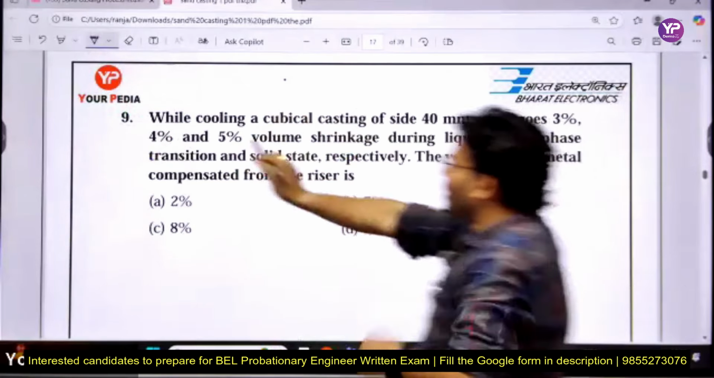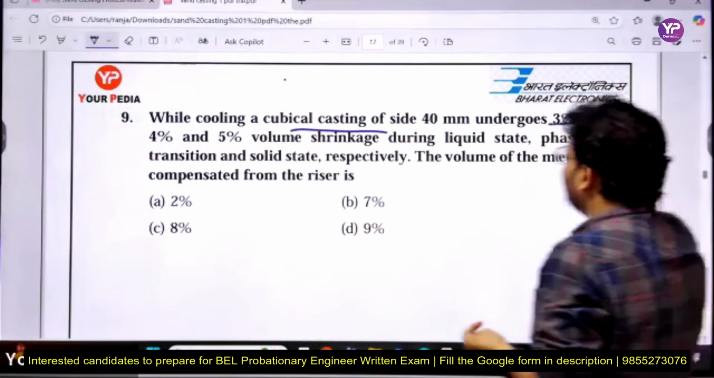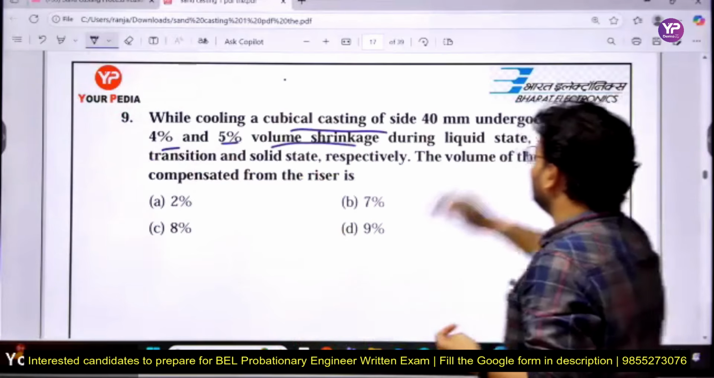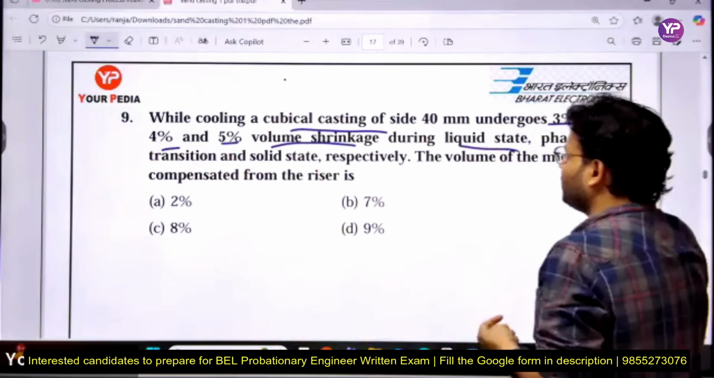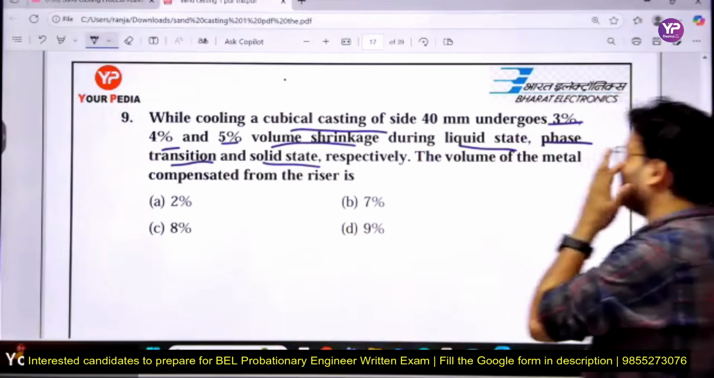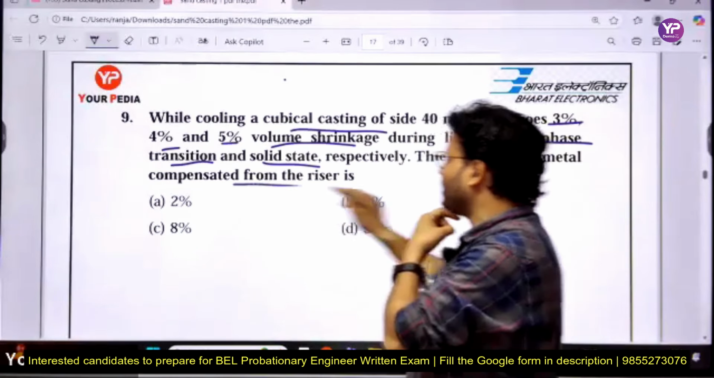Right, see here. A cubical casting of side 40 undergoes 3%, 4% and 5% volume shrinkage during the liquid state, phase transition and solid state respectively. The volume of the metal to be compensated from the riser is?